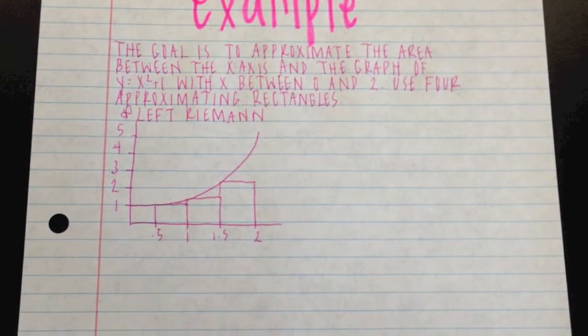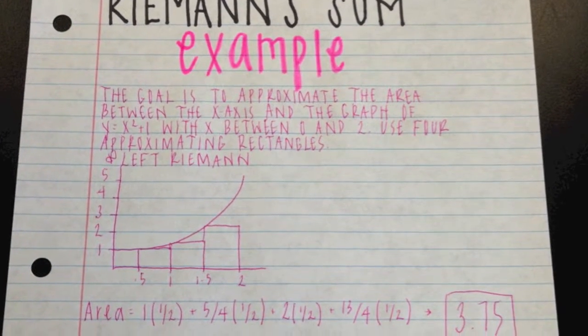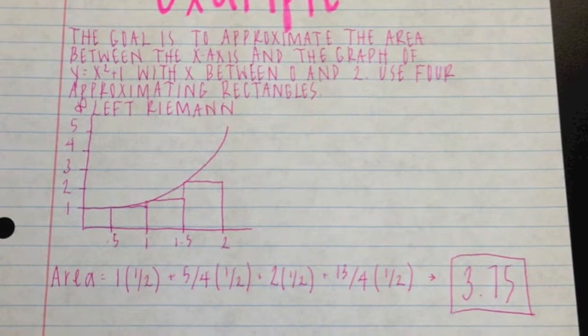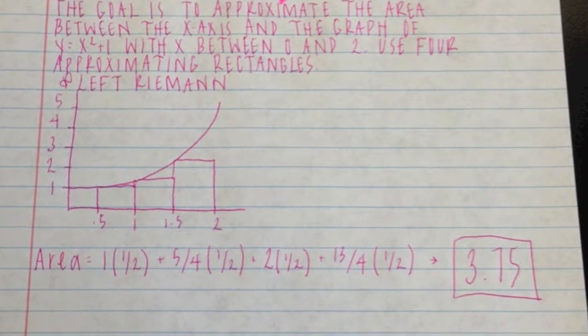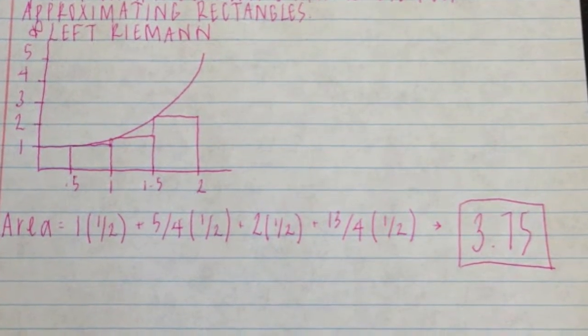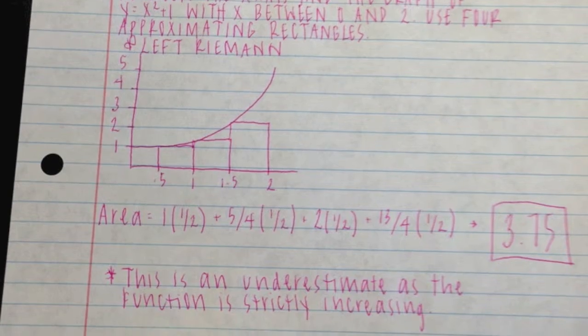As this is a left Riemann sum, we will start with the x that equals 0 and will then calculate 1 as the height after plugging into the equation of the curve. Do this for the remaining rectangles and add the values together to conclude with the approximated area. Furthermore, the value that is calculated will be an under-approximation as the function is strictly increasing.